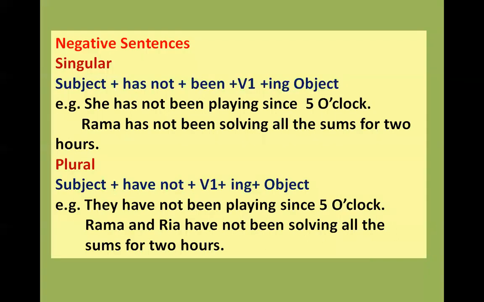Negative sentences. When we are dealing with negative sentences in present perfect continuous tense, the subject has not been. So we insert a negative, not, in between has and been, right? Then V1 ing and the object. She has not been playing since 5 o'clock. Then with plurals, have not been plus V1 ing. They have not been playing since 5 o'clock. This way you frame a sentence in negative for singular and plural subject.